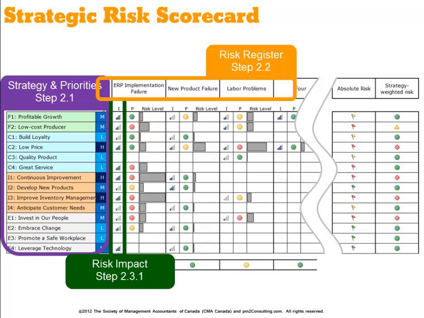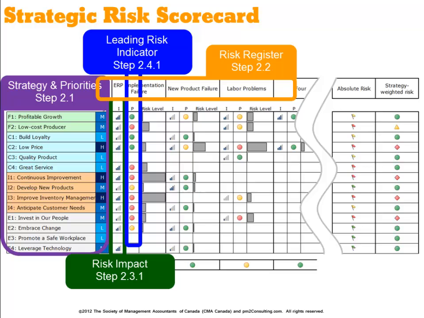2.3.1, we'll be taking a look at the risk impact by strategic objective. And then in Step 2.4.1, we'll help you identify leading indicators. Then our risk scorecard spreadsheet will allow the calculation of the rest of the risk scorecard.